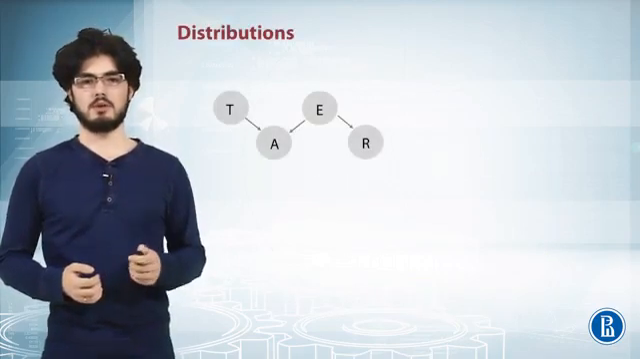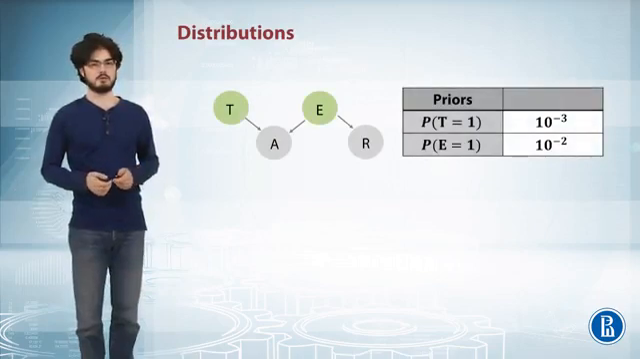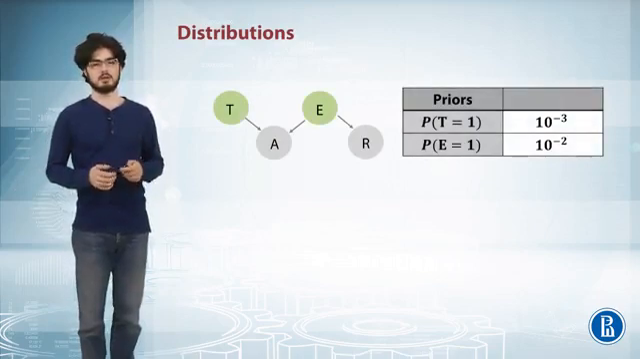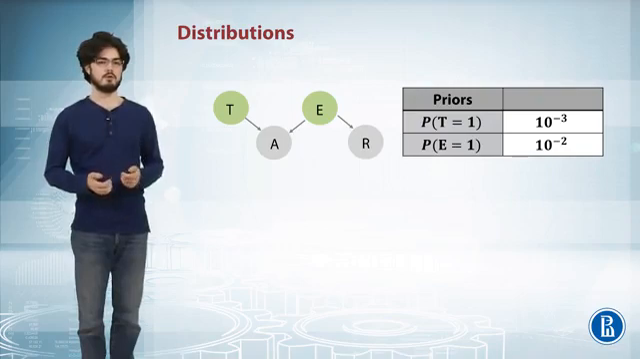Let's start with thief and earthquake. What is the probability that there is a thief in our house? Let's define it as 10 to the power of -3. That is, 1 in 1,000 houses has been robbed. What is the probability of an earthquake? Well, let's say that it is 10 to the power of -2. Earthquakes happen about once in 100 days.